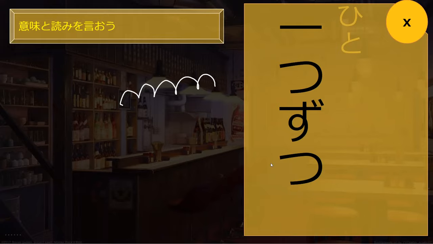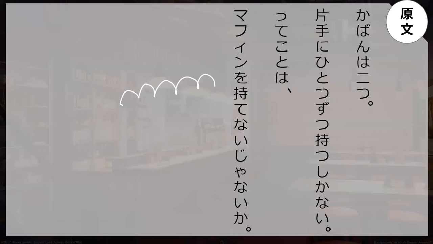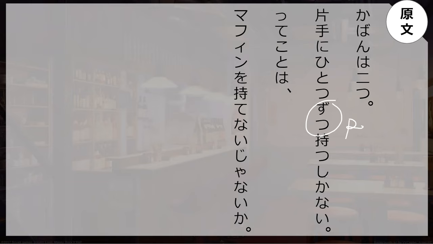Hitotsuzutsu. So right here, rather than at a time, I guess it's more like the piece meaning of it. So it'll make sense when you read the context. Alright, so it's kaban wa futatsu, katate ni hitotsu zutsu motsu shika nai. Dewa, koto wa mafin o motte nai janai ka. Motte nai janai ka. Right.